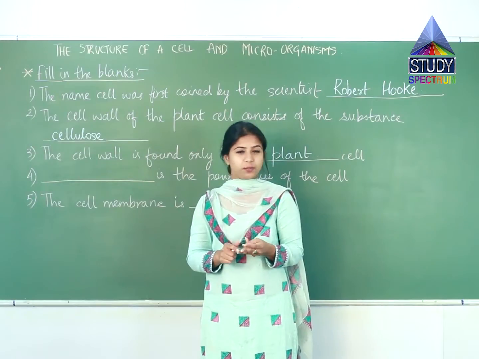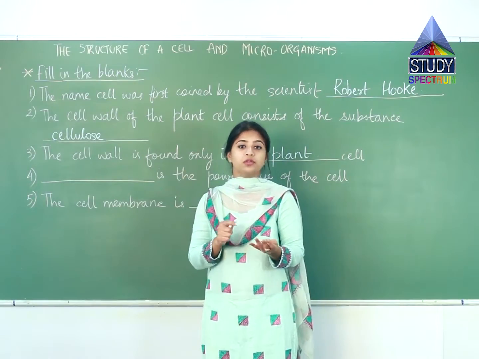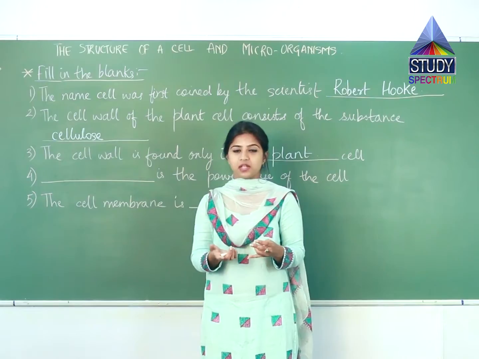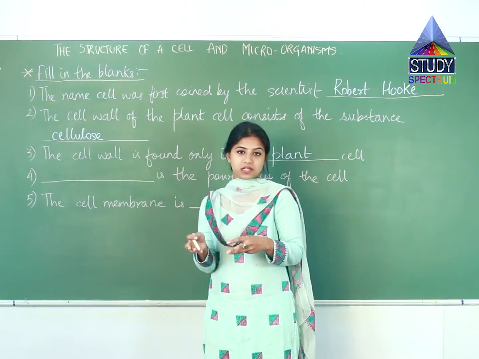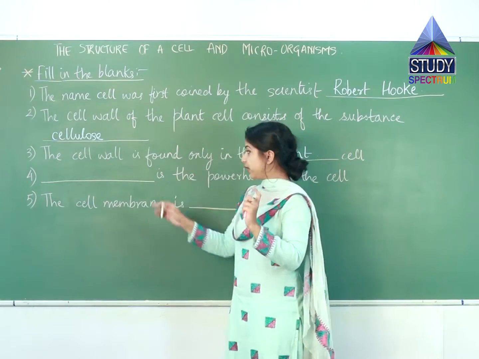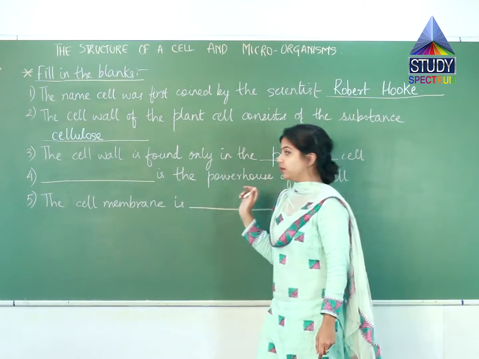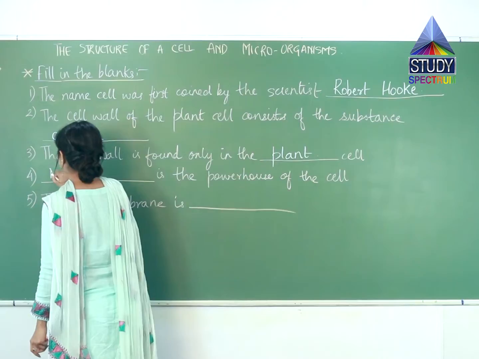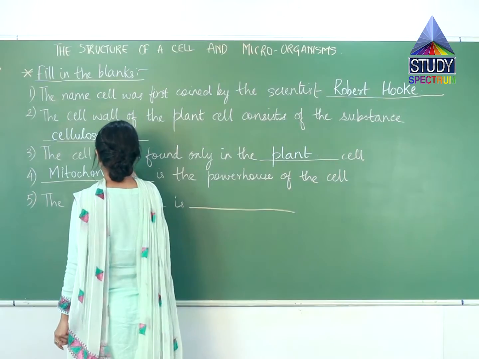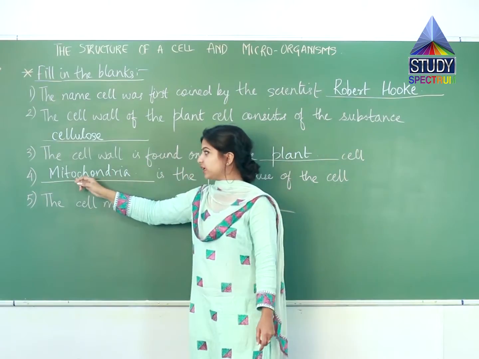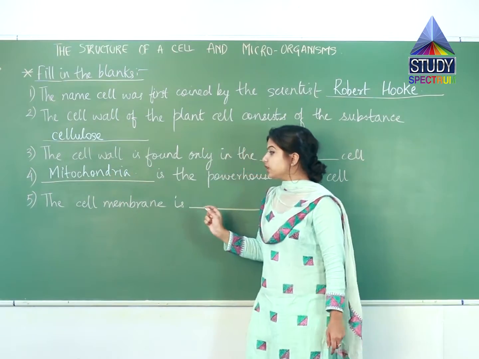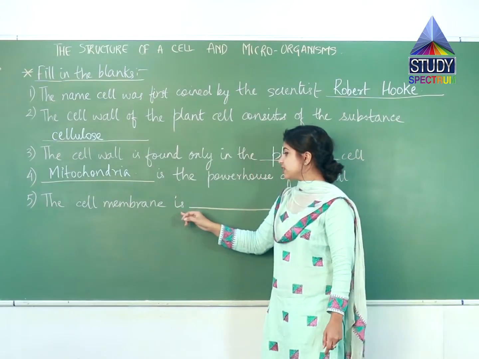The third one was the nucleus, but the nucleus cannot be the answer. The fourth one is the plastids. No, that can't be the answer either, because they're found in plant cells. Then what's the answer to this? The answer is the mitochondria. So mitochondria is the powerhouse of the cell. So we'll write it down. You spell it M-I-T-O-C-H-O-N-D-R-I-A, mitochondria. The last one is the cell membrane is dash.